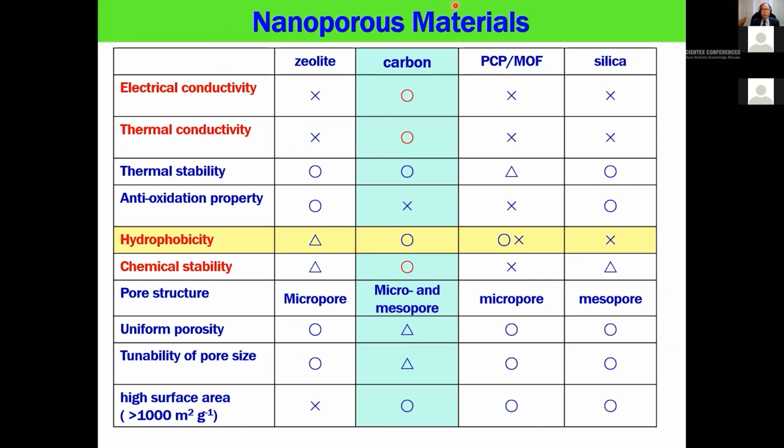And here I want to compare representative nanoporous materials: zeolites, carbons, MOF, silica. But in these comparisons, nanoporous carbon has very unique properties. In particular, carbon has high electrical and thermal conductivities. Then nanoporous carbon has a very important role in energy saving technologies.